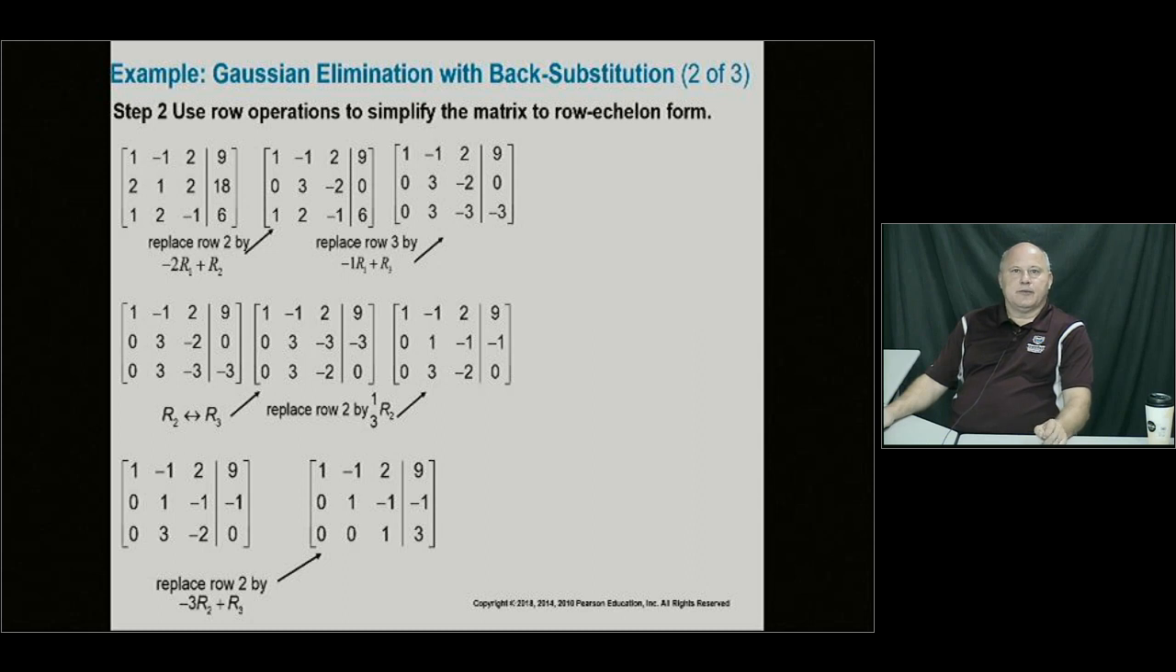And notice, we got something else that's kind of nice. On that last row, we got 0, 0, 1, 3. We know what z is, don't we? Z is 3.